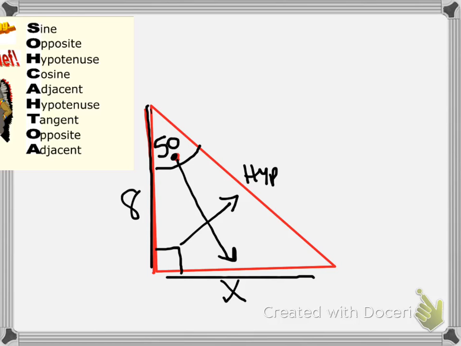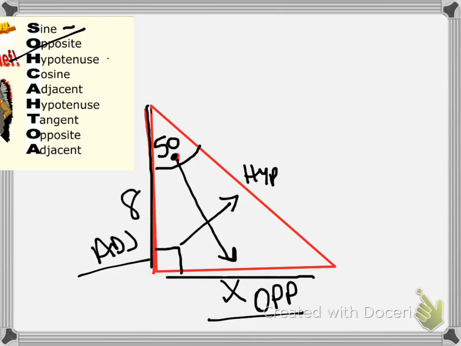X is our what side? That's right, opposite. And that makes 8 our adjacent side. So what we need to do is figure out which trigonometric ratio we need to use, and it has to have opposite and adjacent in it. So we look at sine. Sine is opposite over hypotenuse. We don't know anything about our hypotenuse, so we can't use sine.